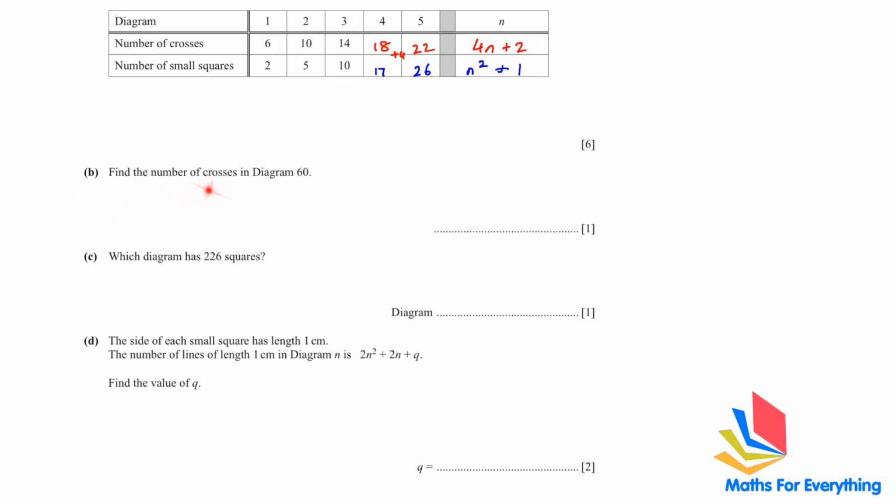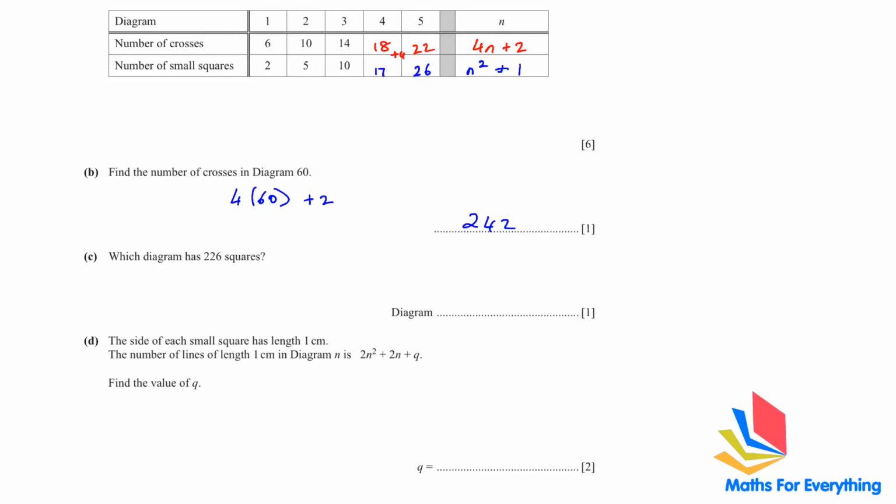Part B, find the number of crosses in diagram 60. So we are going to use this formula 4n plus 2. But in place of n, we are going to substitute 60. And we will get the answer 242.